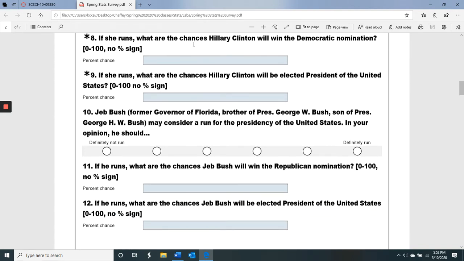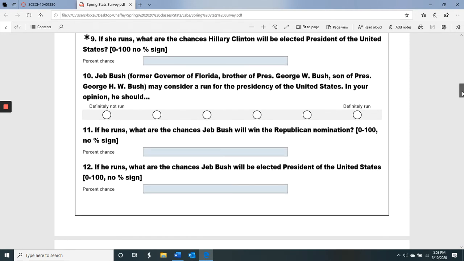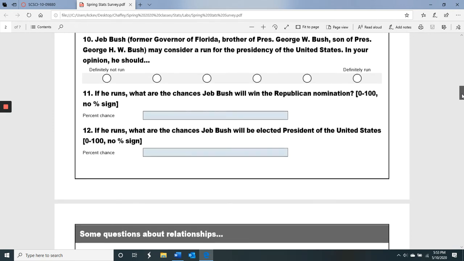So here it says, what are the chances that she'll win? From 0 to 100. No chance, 0 to an absolute for sure chance. This is ratio because you have a true 0 on this variable. So the next one is a percent to chances. That's ratio. Number 10 is similar to the question above. Should Jeb Bush run? From definitely no to definitely yes. And there's gradients here, so this is approximating interval.